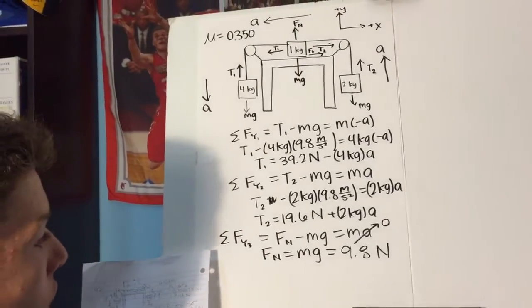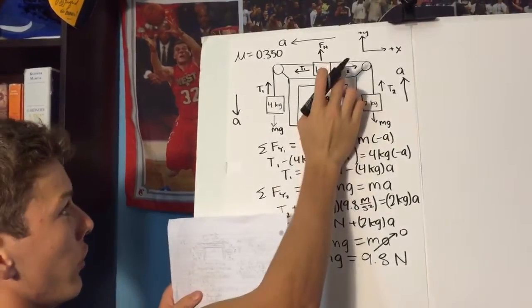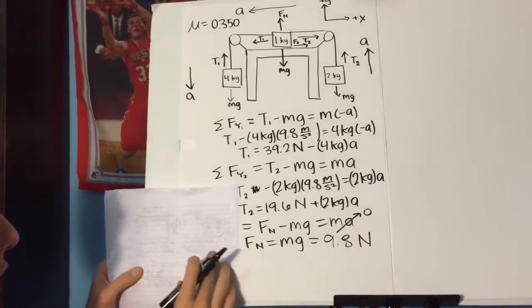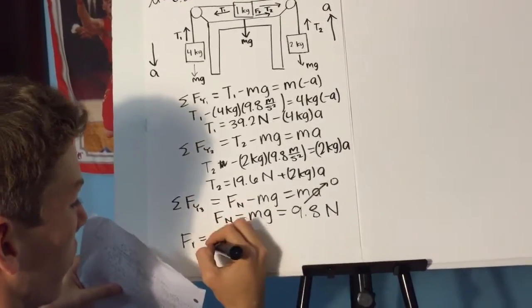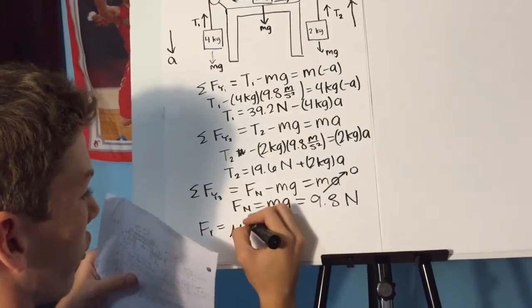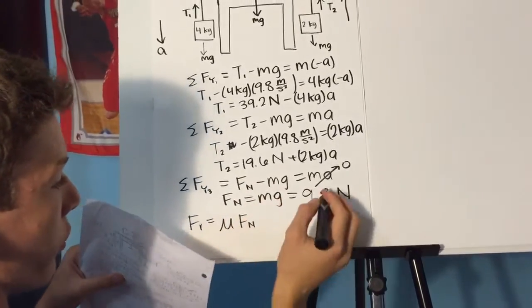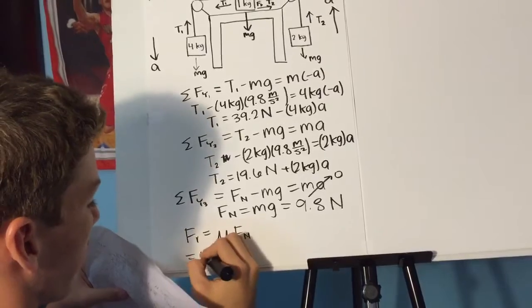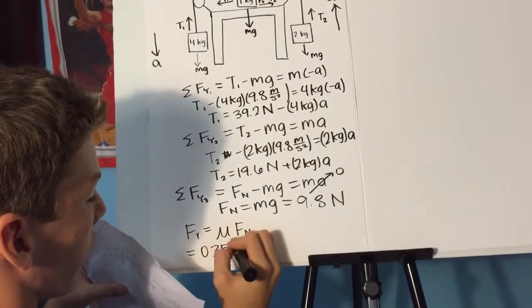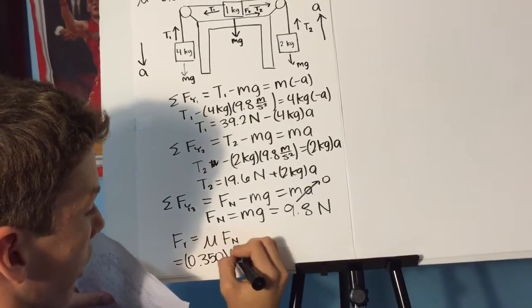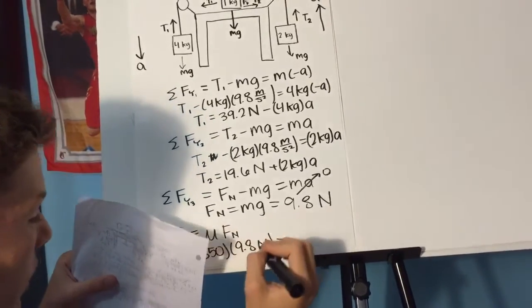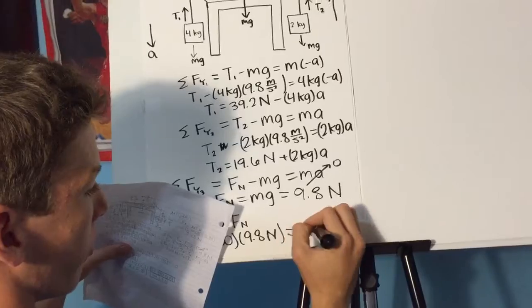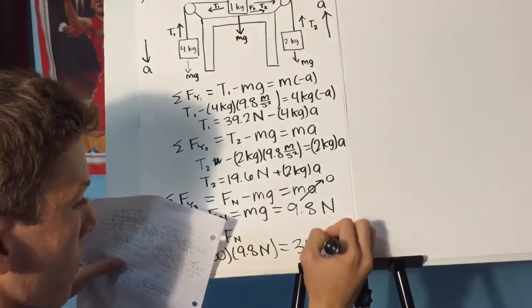So also, we're just going to solve for friction just so we can plug it in later when we use it. So friction is going to equal coefficient of friction times the normal force, which we just found. So that's going to equal 0.350, which was given, times 9.8 newtons. And that's going to equal 3.43 newtons.